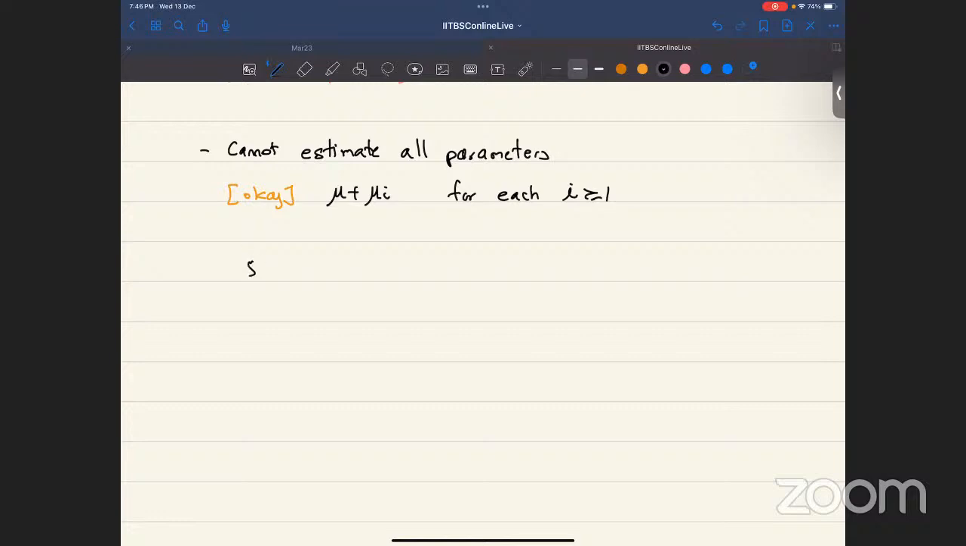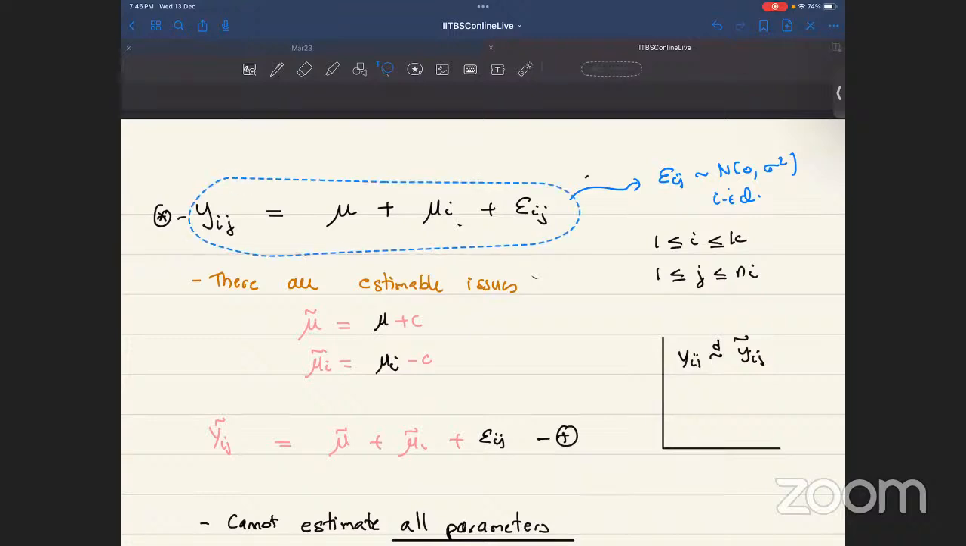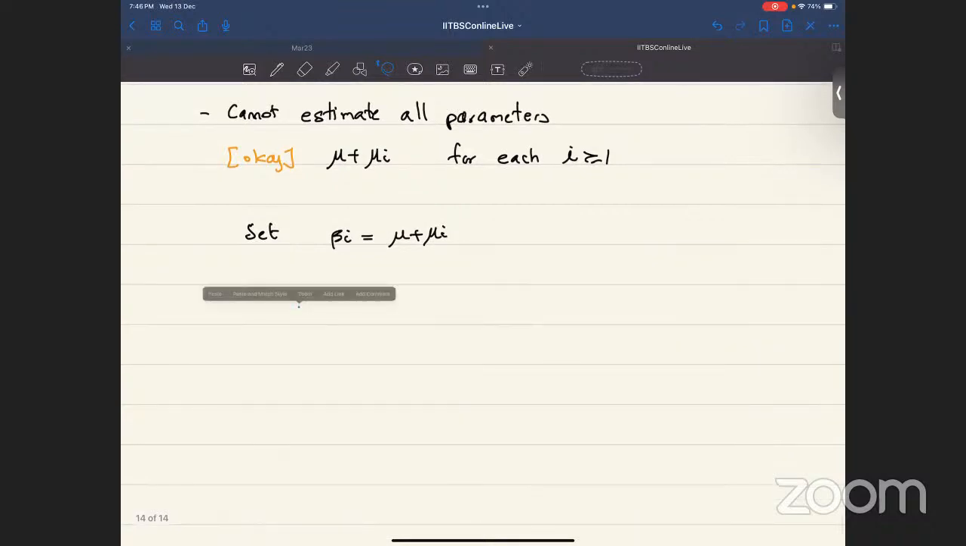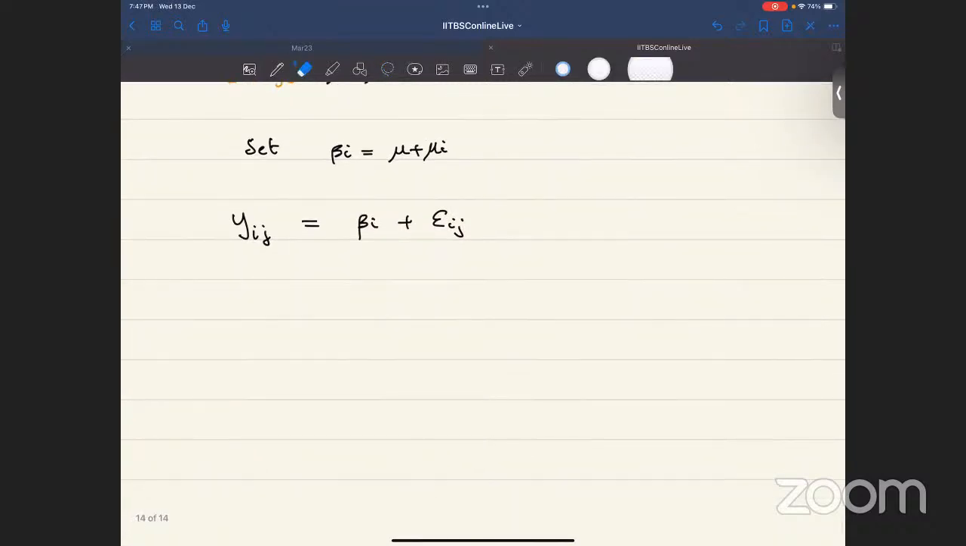I will set beta_i equal to mu plus mu_i. Then I rewrite this model, changing this to beta_i. So now this is a very simple model. We know how to estimate beta hat, and it's not hard to do at all. Since somebody asked me last time, I'll just do that.